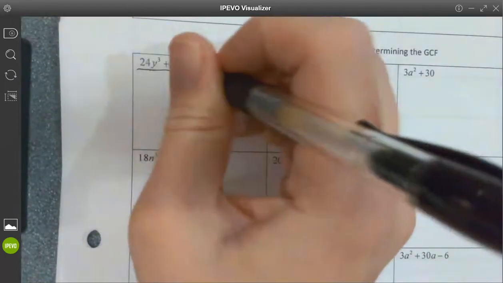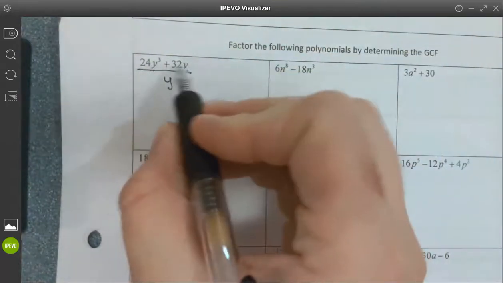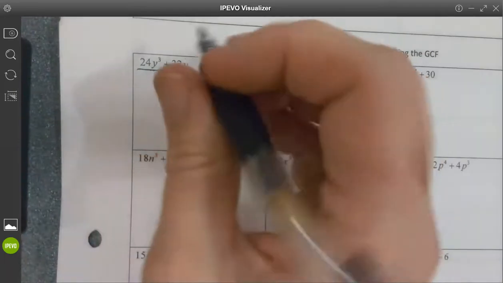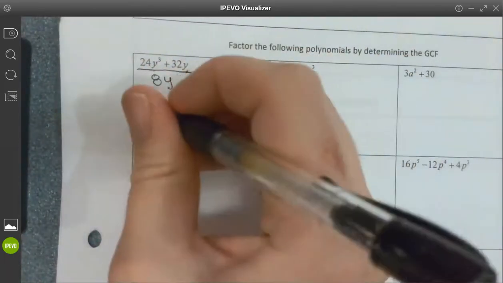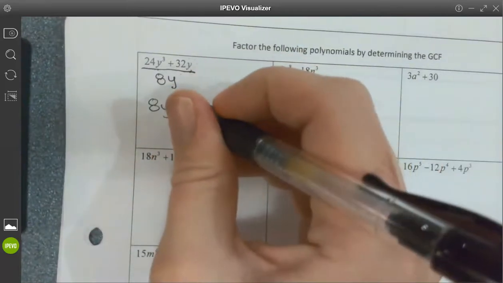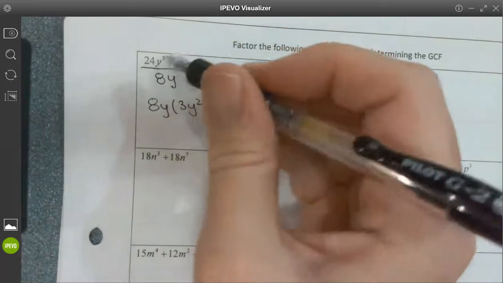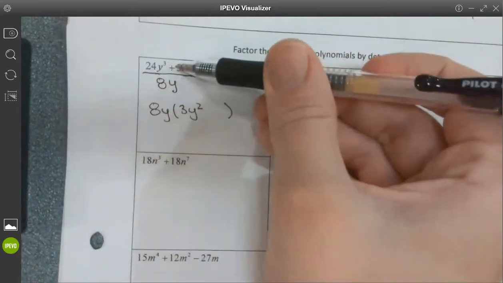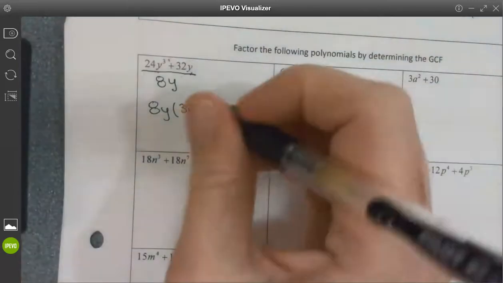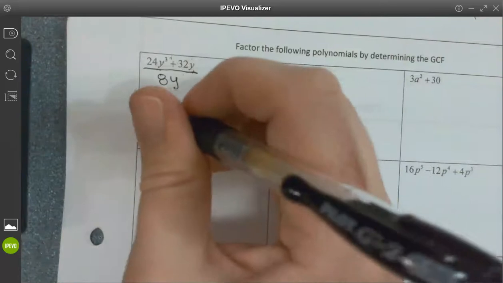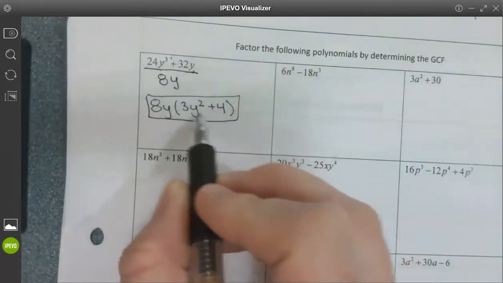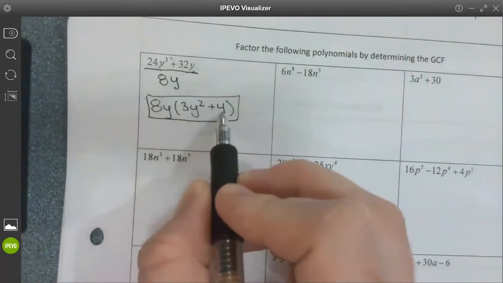For my variables, I can only take out a y. 24 and 32, they share a lot of factors, but I want to take out the greatest common factor. So I want to take out 8 from both of those terms. And that would leave me with 3y squared. So I'm just dividing 24y cubed by 8y. And then I'll divide 32y by 8y, giving me 4. And the way that I know that I've taken out the greatest GCF is that what's left behind shouldn't share any common factors, what's left in my parentheses.